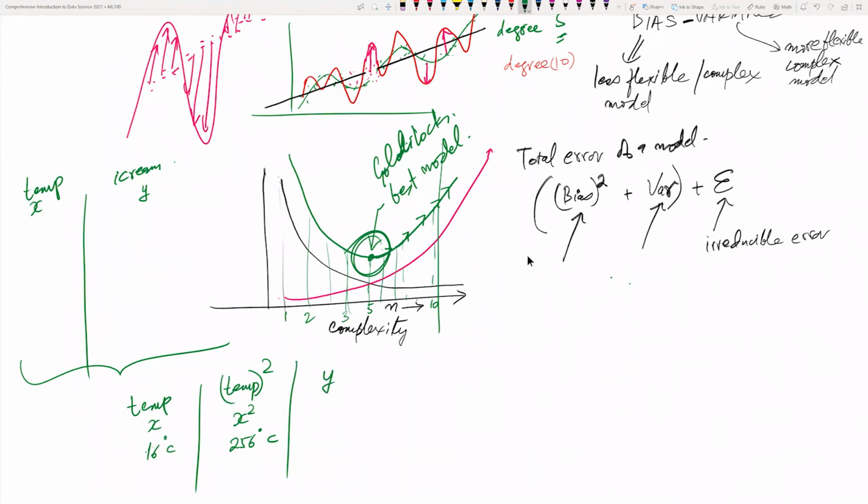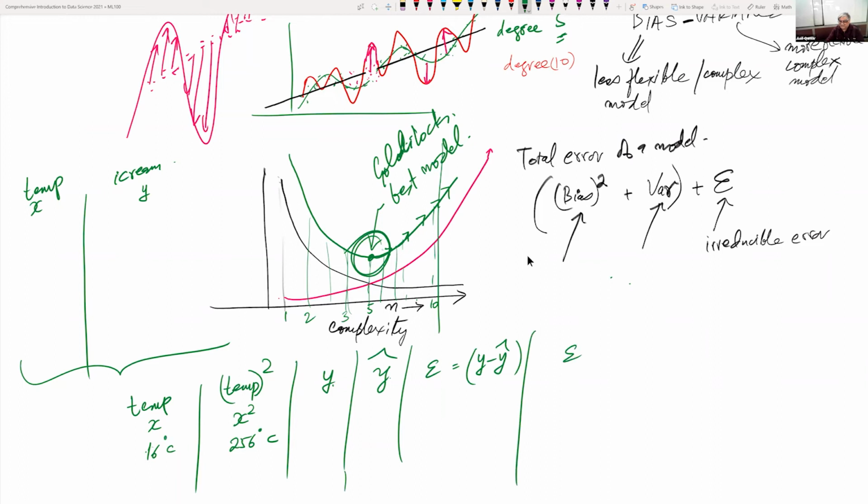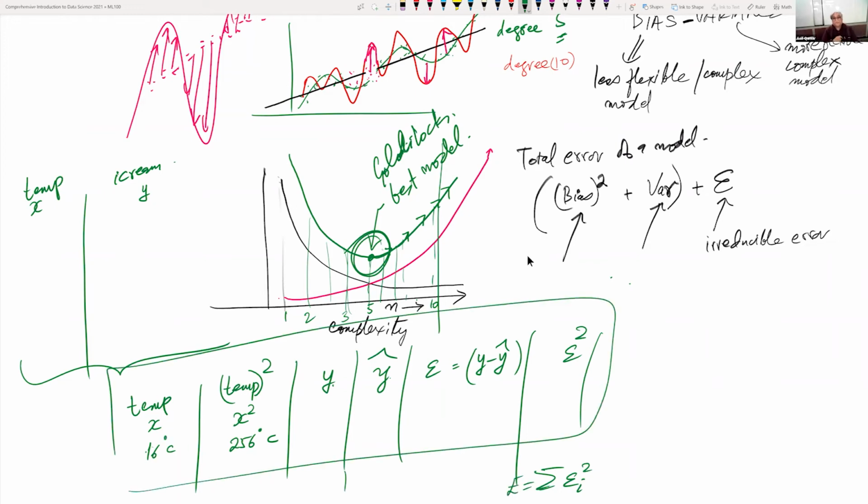Okay, thank you. Right, and you would build a model, then you would predict the y hat from the model, and then the error would be y minus y hat, the difference between these two columns. Then you can square the error, and finally sum up the squares of the errors. This will be your total error, right? As simple as that. It's just a table.